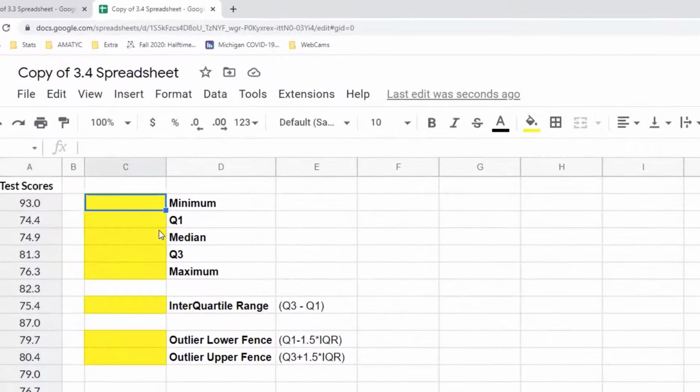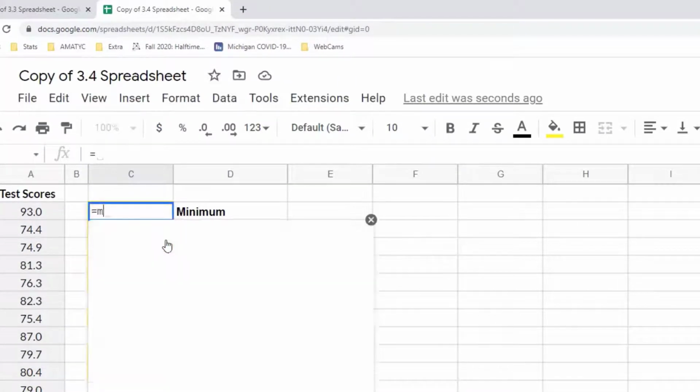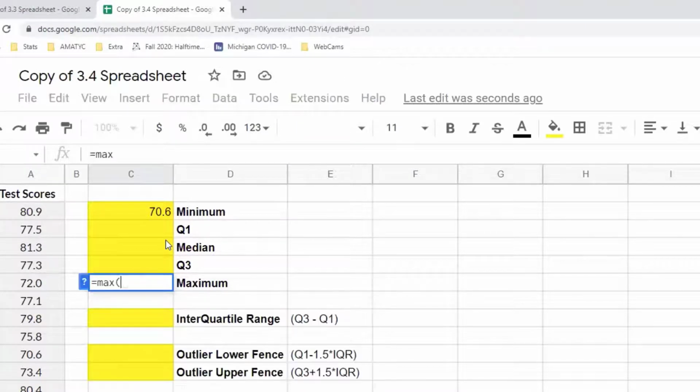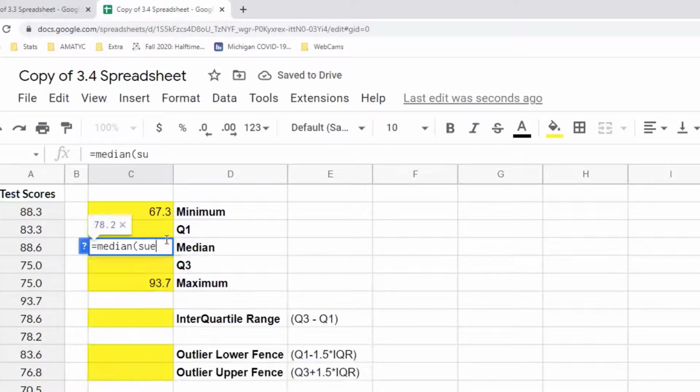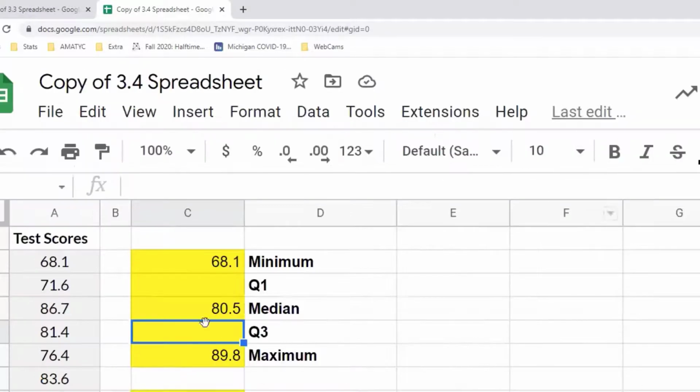So the minimum, the maximum, and the median, pretty easy to do. We've already done this, right? So equals MIN of Sue, that's the minimum value. The maximum value equals MAX of Sue. And the median equals MEDIAN of Sue. There we go. There's the minimum, the median, and the maximum done. We've seen this before. Now for the new formulas.